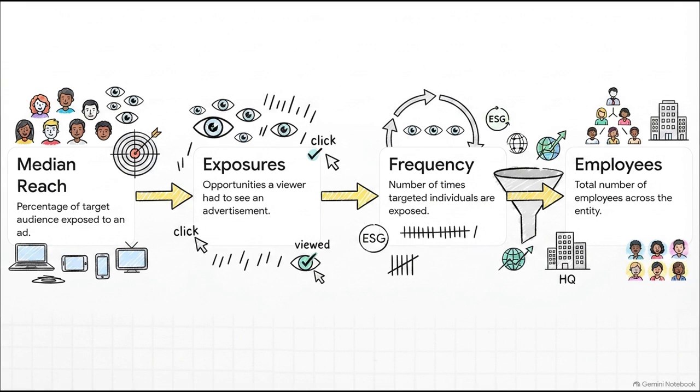By running any ESG metric, say a carbon footprint or diversity numbers, through this specific activity funnel, investors can calculate a normalized rate of performance, totally regardless of how big the company is.